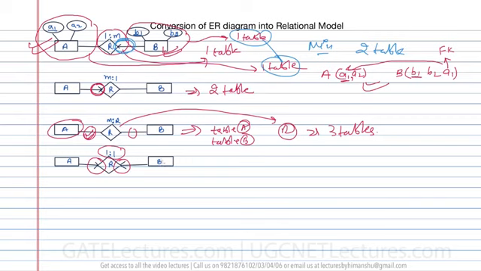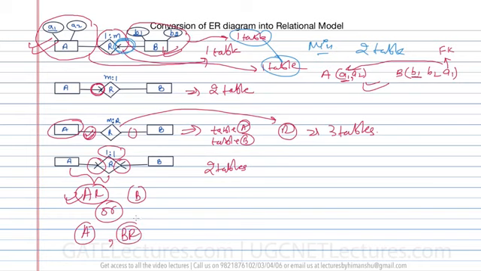Now in this 1-to-1 relationship, we are going to require 2 tables. Either you can combine A and R for the first table and make the second table B, or you can do something like this: the first table is only A, and the second table combines B and R. So we are going to require only 2 tables to convert the following ER diagram to the relation.